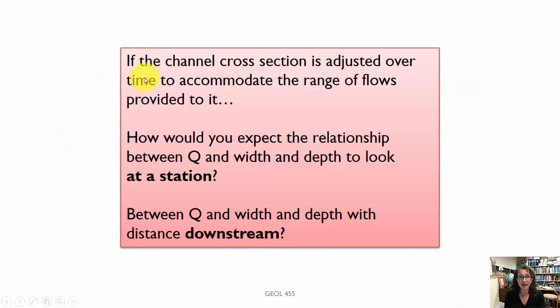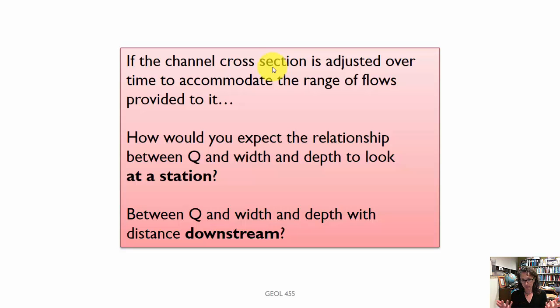All right, so if our channel cross-section adjusts over time to accommodate this range of flows, how would you expect the relationship between the discharge and the width and depth to look at a station? Well, we've already looked at this with just a rating curve, right? We know if discharge goes up, depth goes up. And what would you expect if discharge goes up? The width is also going to increase. What about if we go downstream on a river? As we move downstream, discharge goes up, the river gets bigger, it gets wider, and it gets deeper. So basically that's the gist of a hydraulic geometry relationship.